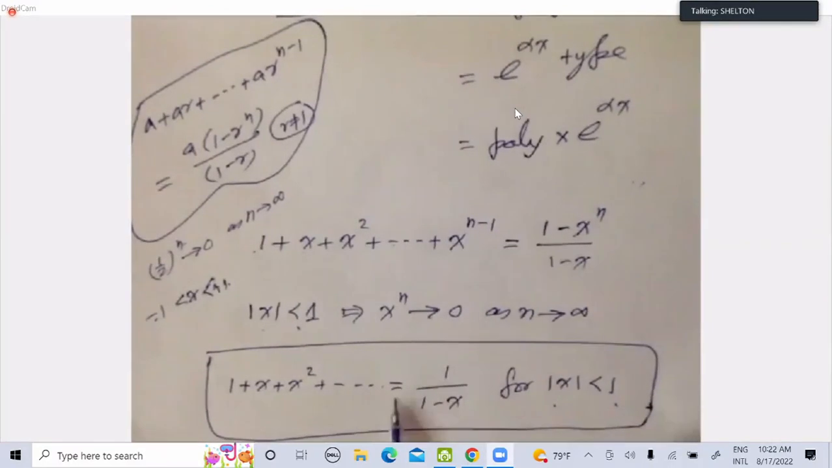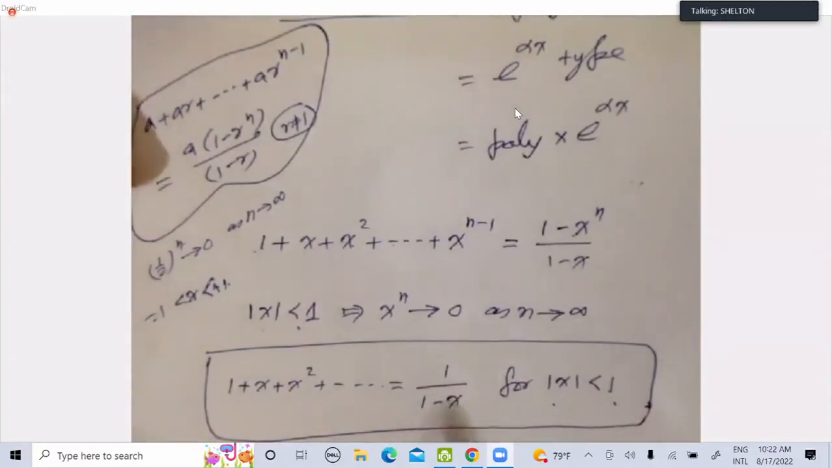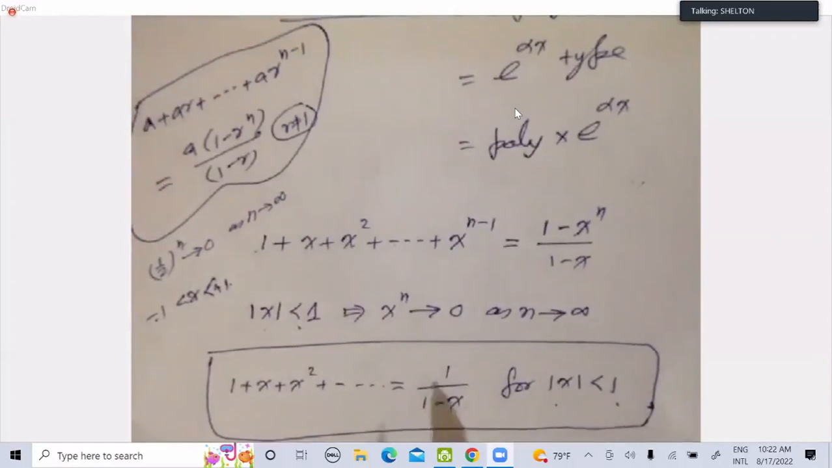It's good to keep this as a result that you can use whenever needed. So 1 over 1 minus x. If you see that, that is the expansion.